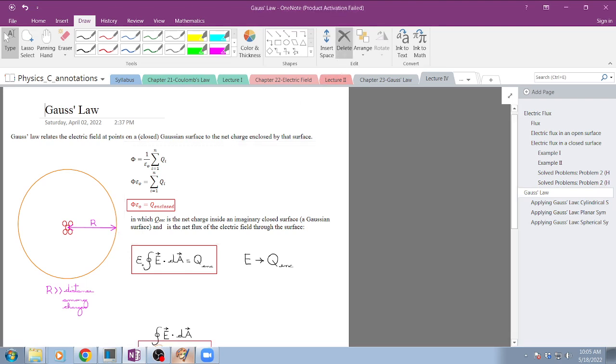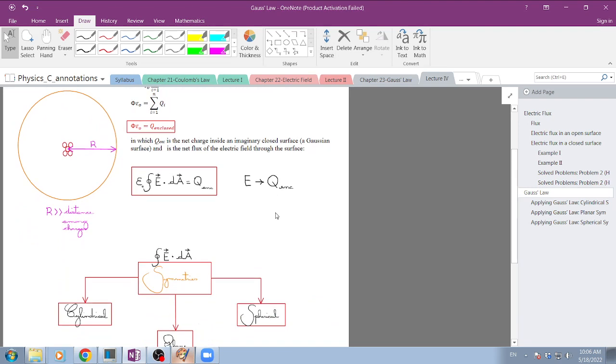All you have to do, if you want to calculate the electric field for a given arrangement of charges, is to create one imaginary surface that is called the Gaussian surface, and then calculate the electric flux for this particular surface that is caused by the charges that are enclosed inside the Gaussian surface. And that's actually very easy. Of course, not that easy, sometimes it can be difficult.